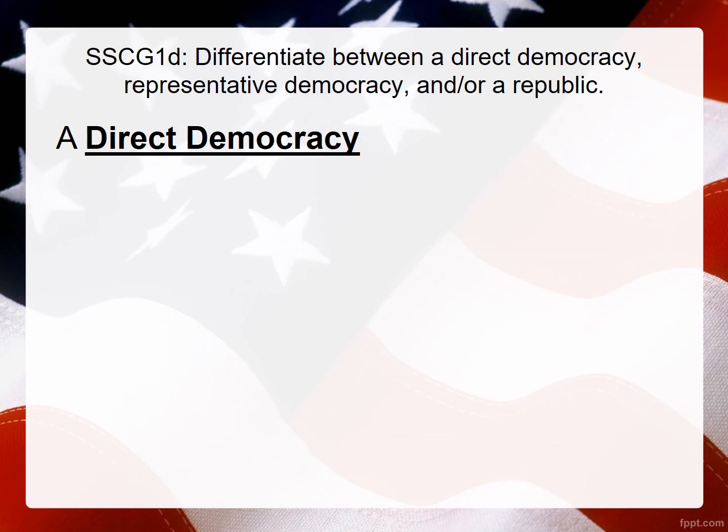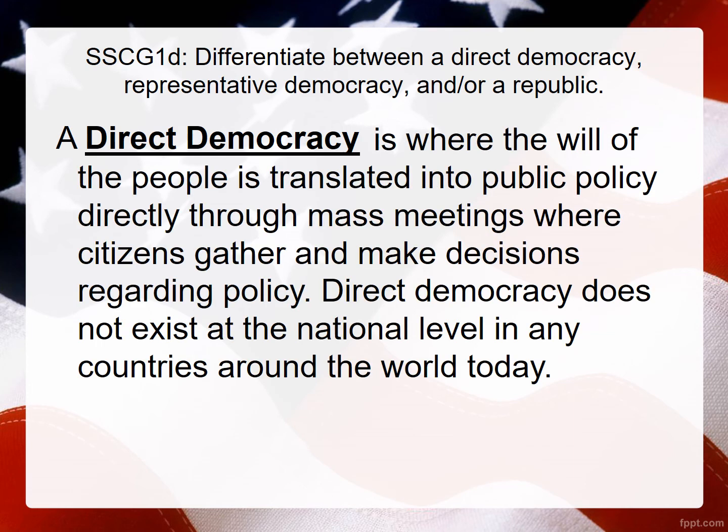Do you remember, think back to world history. Well, what is a direct democracy? Yes, a direct democracy is where the will of the people is translated into public policy directly through mass meetings. This is like a town hall. If you remember ancient Greece, everyone would get together and they would all do the business. And so they would vote on all of the laws and everybody would have a say-so.